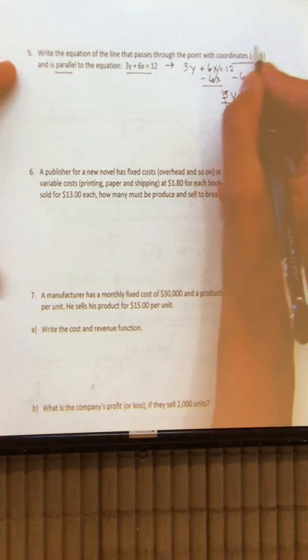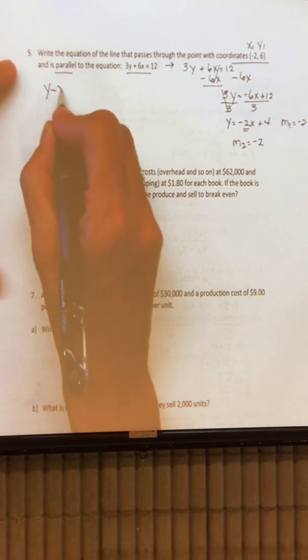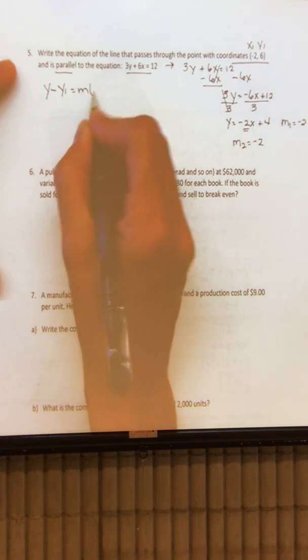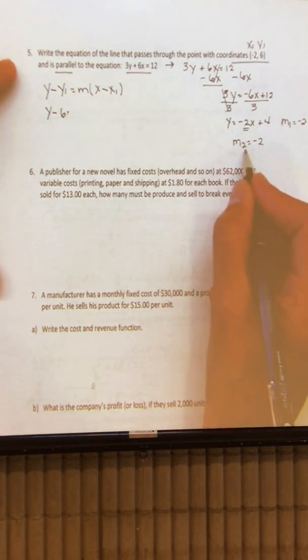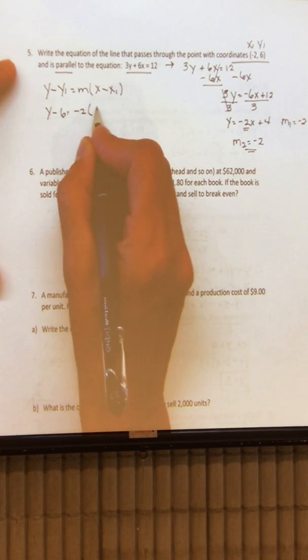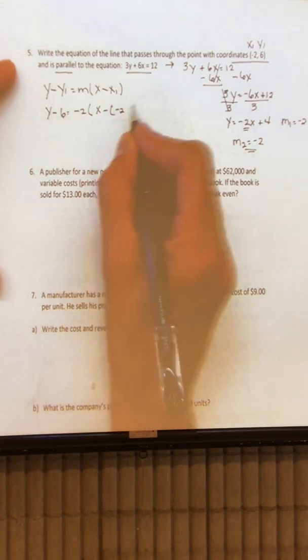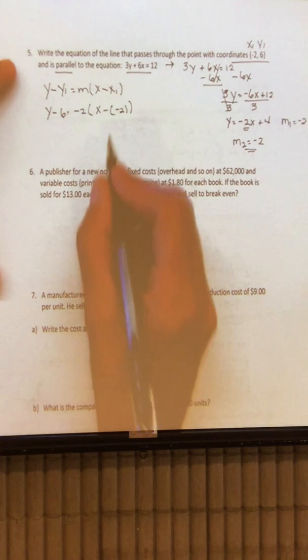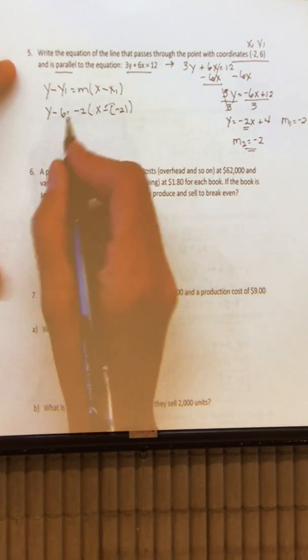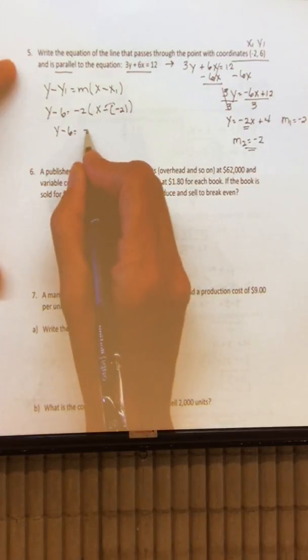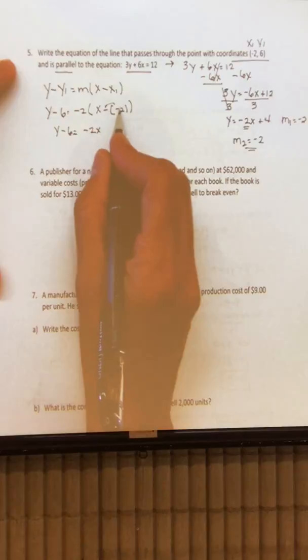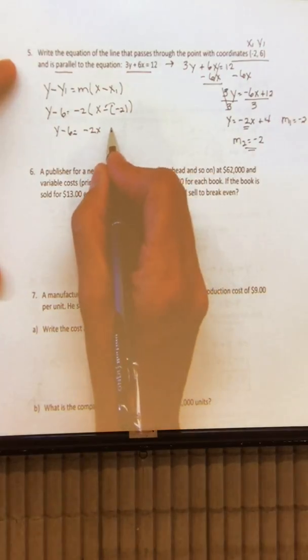And then we have the point that it goes through, x1, y1. Therefore, let us use the point-slope form and plug in the points. y minus y1, which is 6, is equal to the slope, negative 2, times x minus x1. Distributing the negative, you have a positive. So you have y minus 6 is equal to negative 2 times x, that's negative 2x. Negative 2 times positive 2 is equal to negative 4.